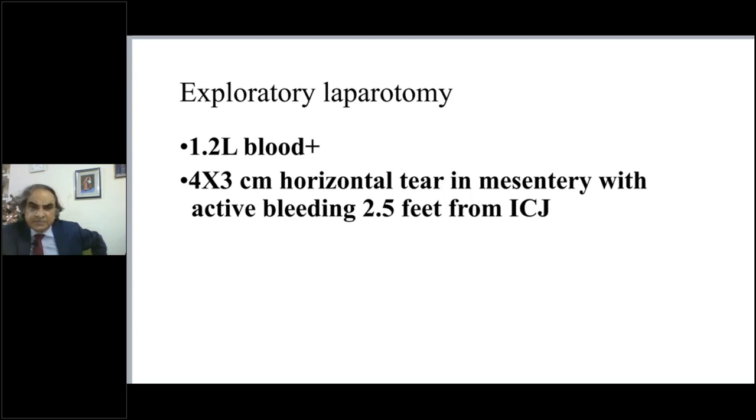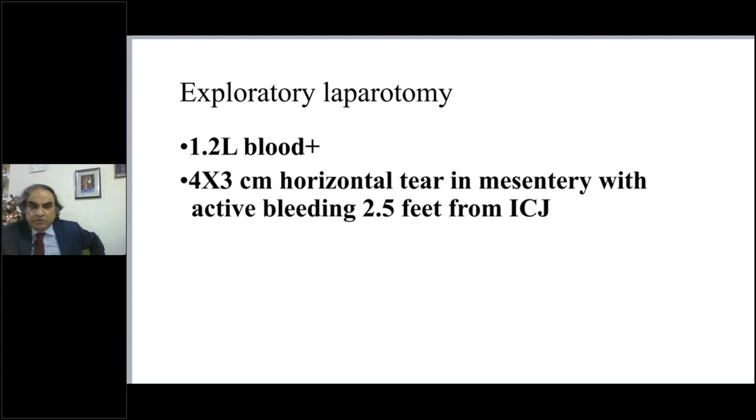So, we'll first drain the blood, clear the view for us, and as it is a horizontal tear that we can see, which should have compromised the bowel vascularity, we'll go for resection anastomosis, but no, not resection anastomosis, sir. We'll do a stoma, a proximal ileostomy or double barrel ileostomy as the patient is unstable, and resection anastomosis.